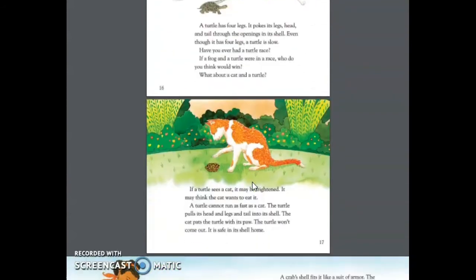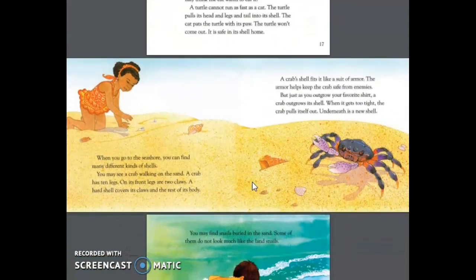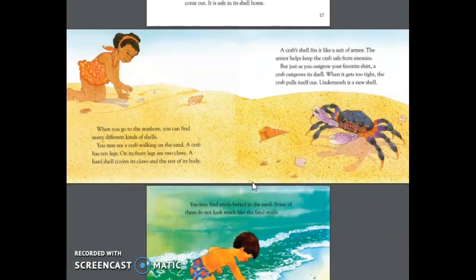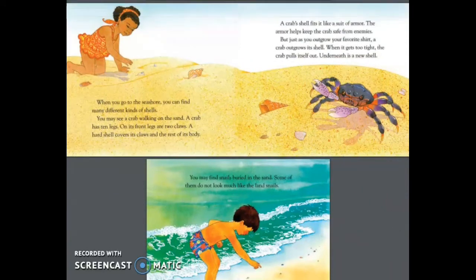Okay, I am going to go to page 18 and 19 because this is what we are using today. Okay. I am going to model connecting words and pictures. So I'm going to read the words and then we're going to look at the pictures, and I'm going to model how to write what's in the words and what's in the pictures.